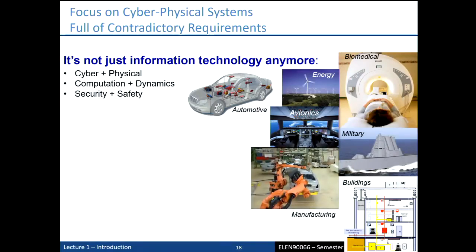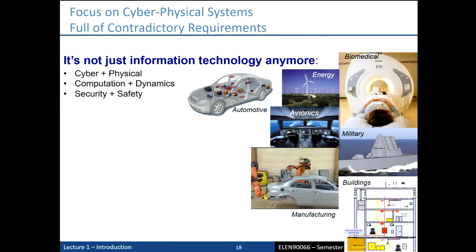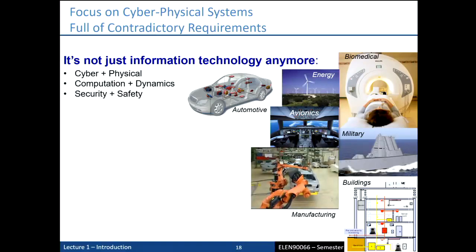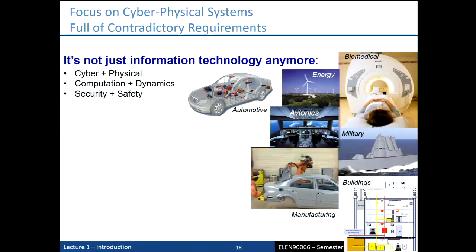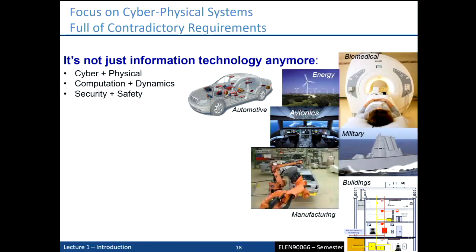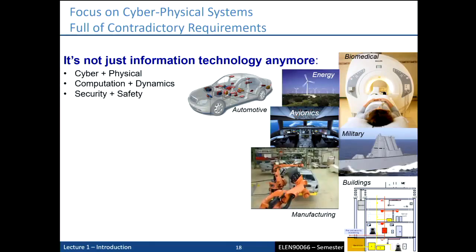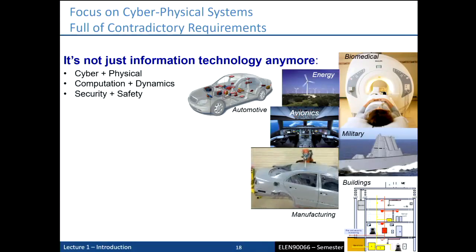That's a really interesting blend. And cyber physical systems is an area that's just going nuts at the moment, as you'll see, with the so-called Internet of Things, which is a term I really hate. Security and safety is also part of the package. So automotive, energy, biomedical, avionics, military, manufacturing, buildings. These are all examples of cyber physical systems. There's an underlying computational part, and then there is a physics, if you like, or physical system that is being interacted with.